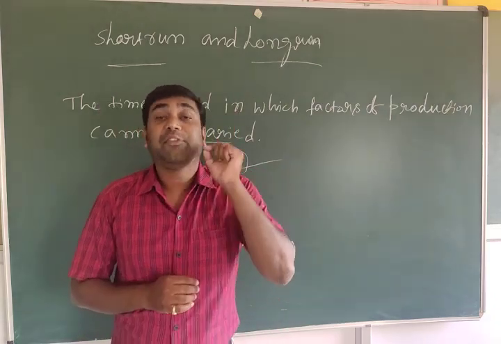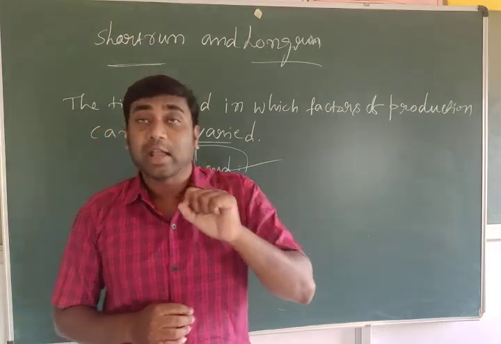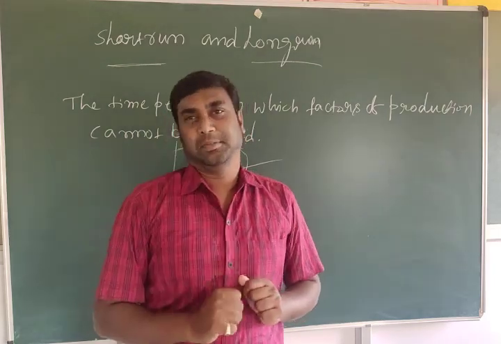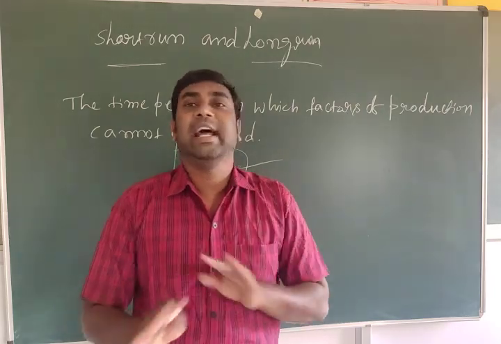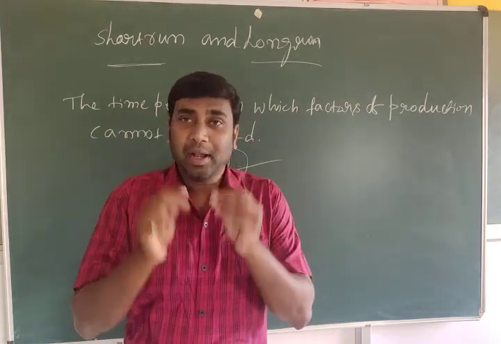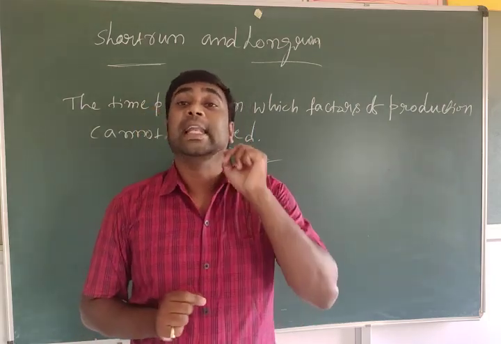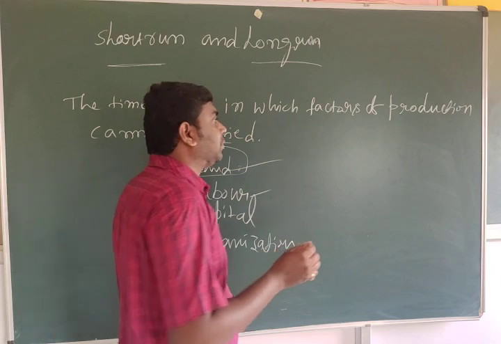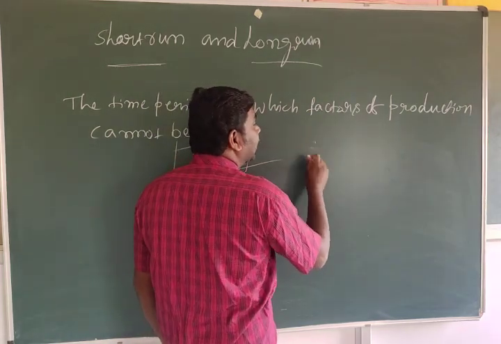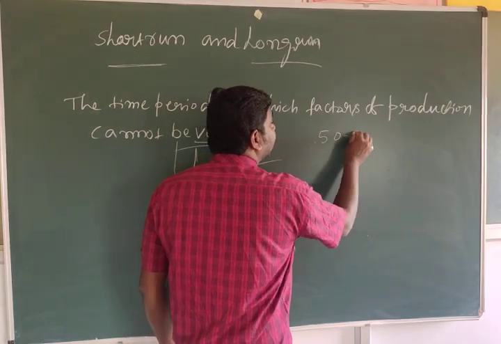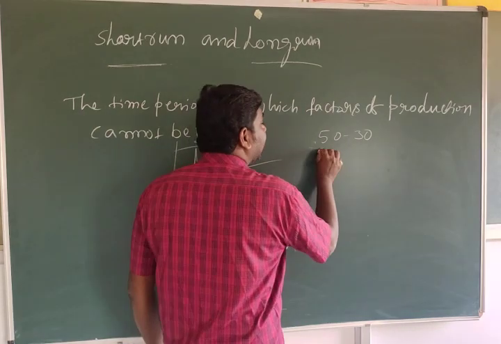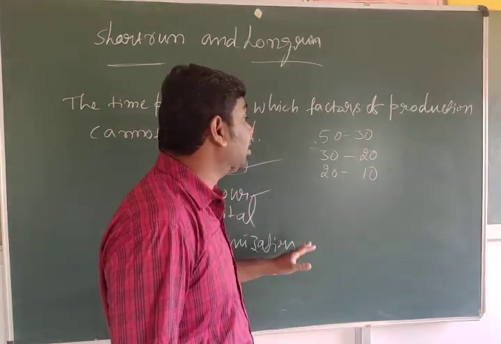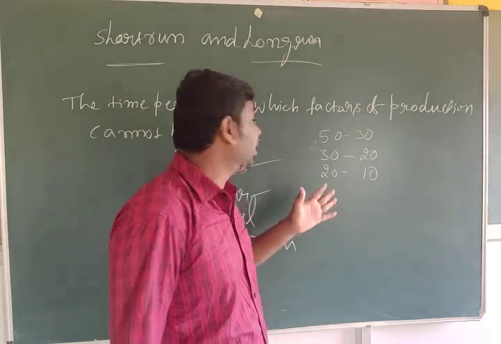In the short run, at least one of the factors, capital, cannot be varied. We cannot change the capital, but we can change only labor. Within a short time we cannot change the land or the capital, only one factor, that is labor. How can we change labor in a short period? For example, we can decrease the number of laborers from 50 to 30, and also from 30 to 20 or 20 to 10. But we cannot increase or decrease capital. We cannot change the land within the short time.